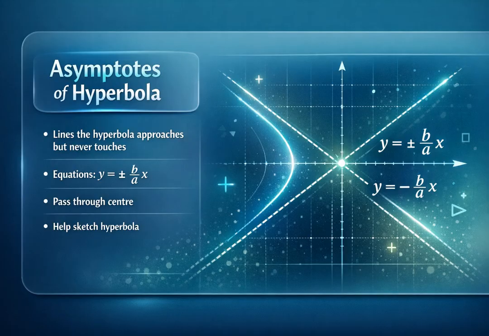Asymptotes are lines that a hyperbola approaches but never touches. For the hyperbola x squared over a squared minus y squared over b squared equals 1, the asymptotes are y equals plus or minus b over a times x. These lines pass through the center and form an X shape. They're very helpful for sketching hyperbolas accurately.